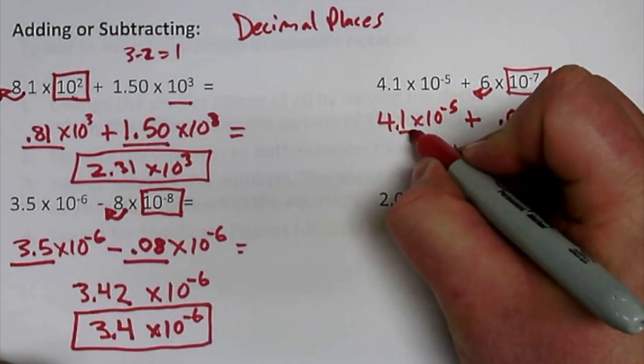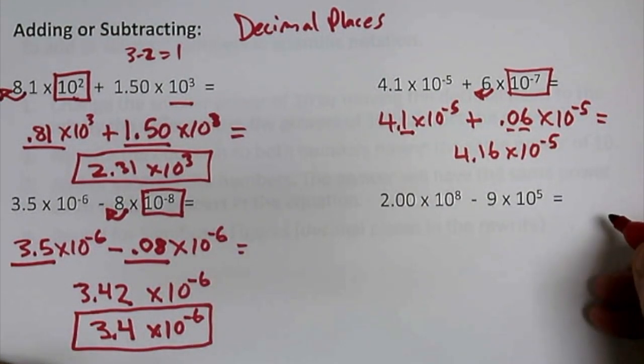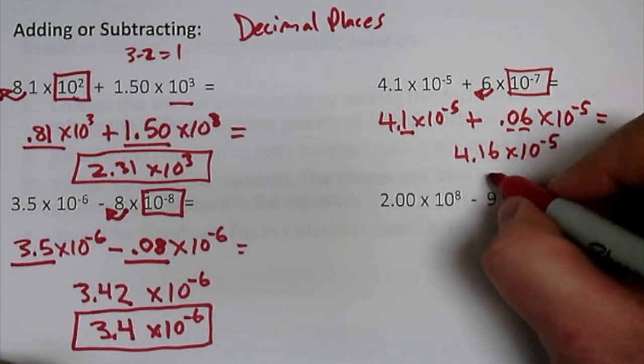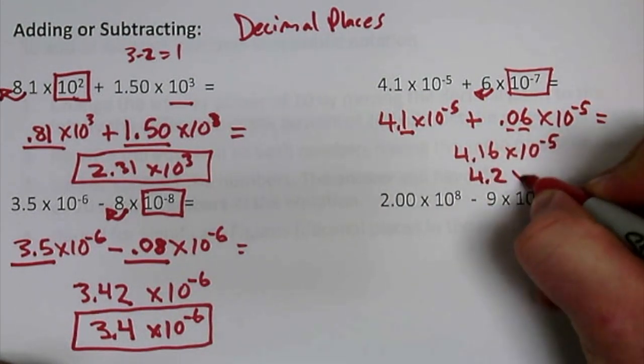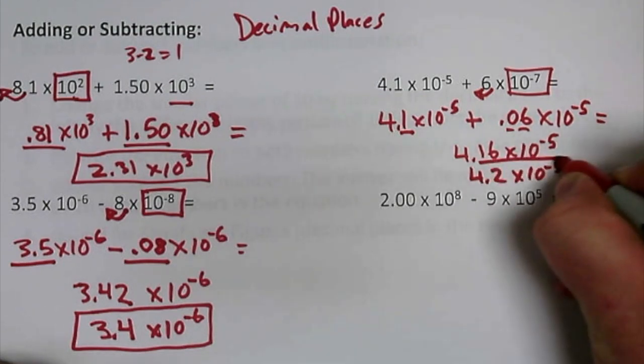And this has 1 decimal, but this has 2. So I'm going to round it to only 1 decimal. So 4.2 times 10 to the negative 5 will be my final answer.